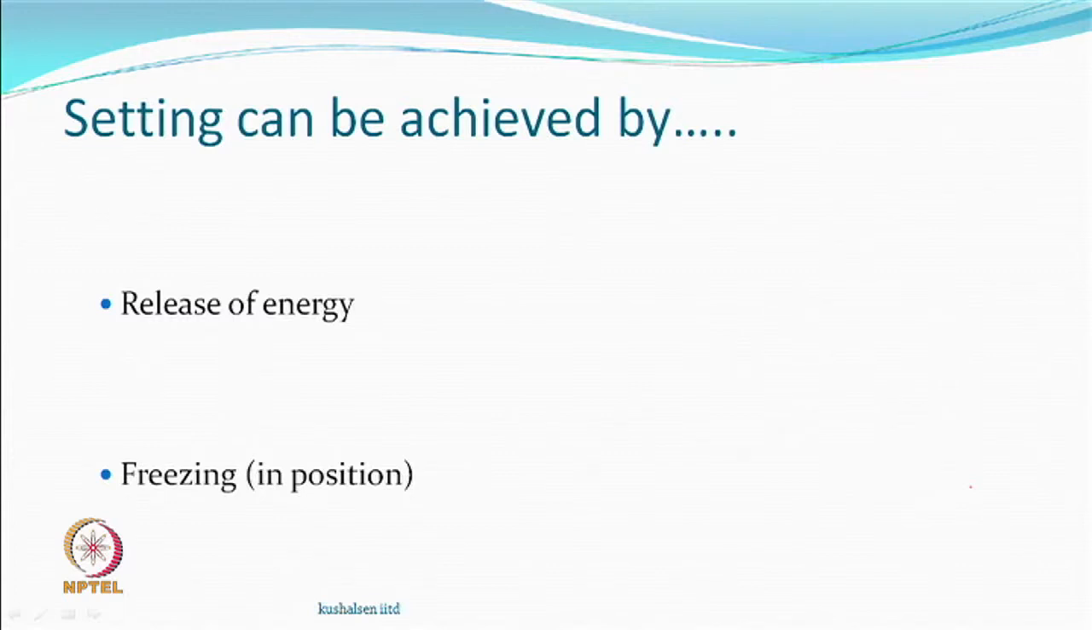So setting can be achieved by two basic mechanisms. One is that you do something so that the energy of the system is released. Whatever is the energy in the system, it is released, and therefore you can achieve a stable structure, which we can call setting. The other could be not release of energy but freeze everything in position. For example, you have a molten polymer solution, you immediately put it into liquid nitrogen. The molecular chains have no scope for rearrangement, they just freeze wherever they are, and so they will stay in that position. This is what we mean by freezing in and release of energy.